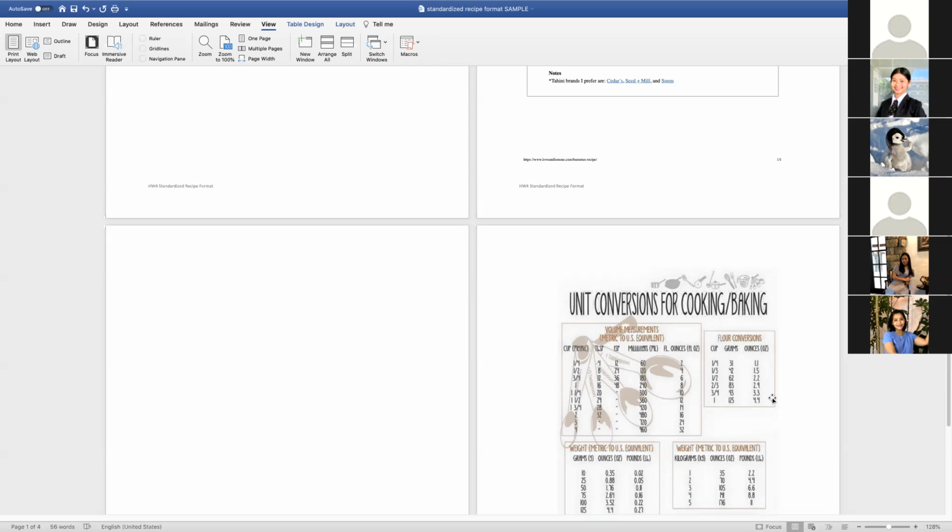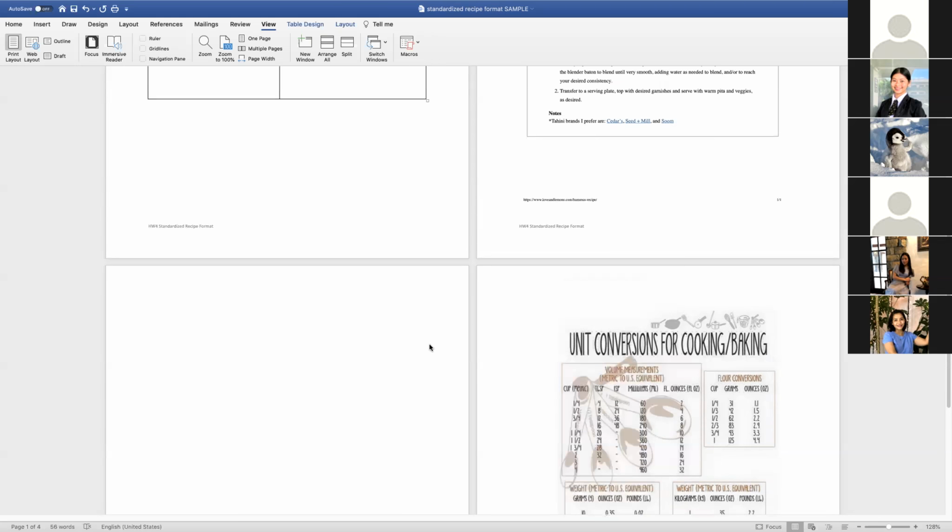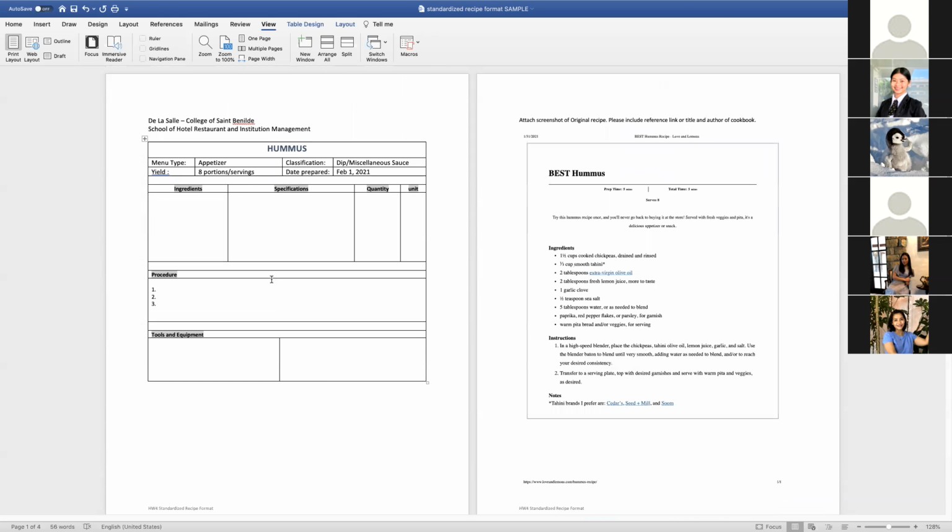125 plus 62 is 187 grams. Just for example, 187 grams of, what's the first recipe ingredient? Chickpeas. Okay, so hummus is actually made of garbanzos or chickpeas. Okay, chickpeas. This is how you write this.